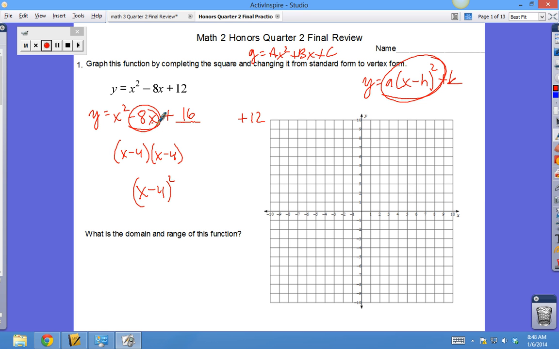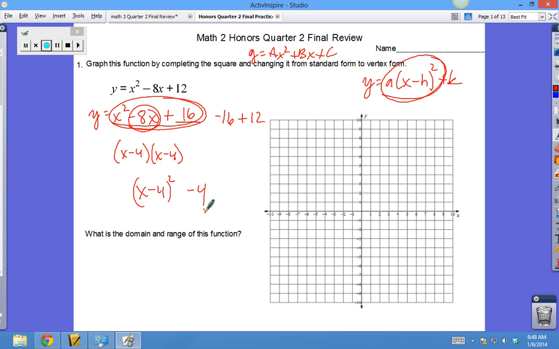Now, the very moment that you add 16, you must take it right away. Plus 16 minus 16, so it's like you added 0 to the equation, which does not change it. So I'm going to play with these three together, and that gives me my (x minus 4) squared. These two I play together, that gives me minus 4. Now it's in vertex form.